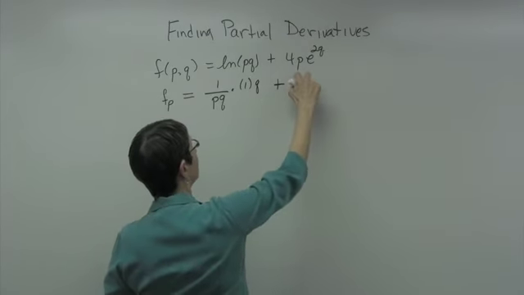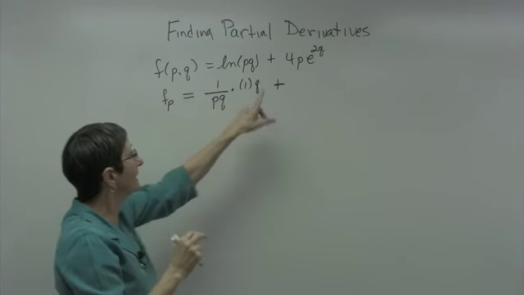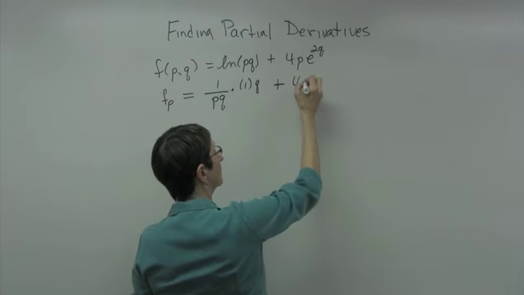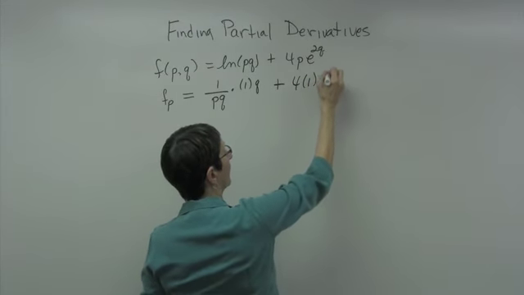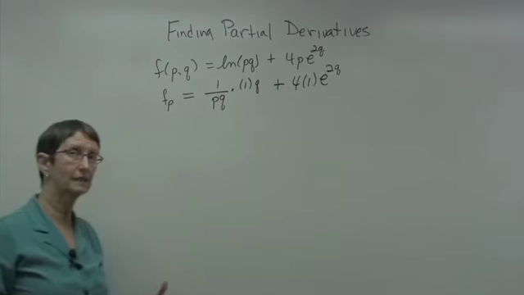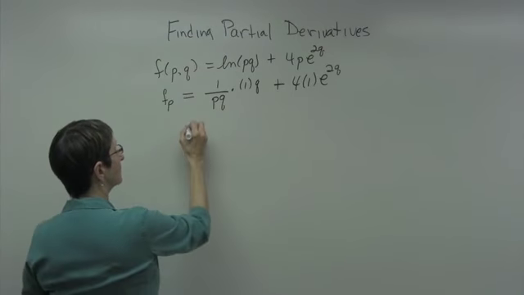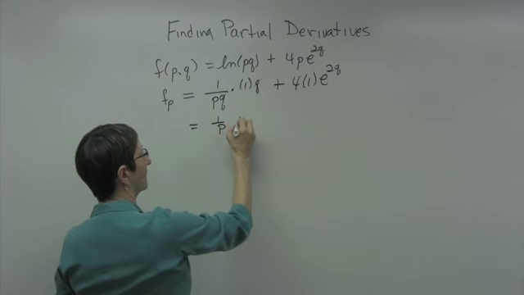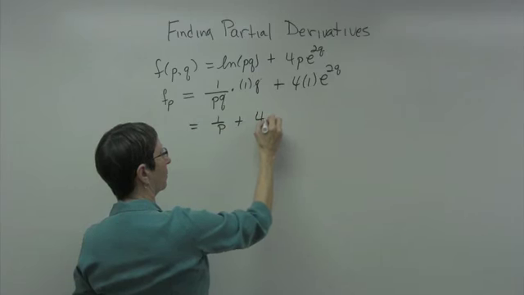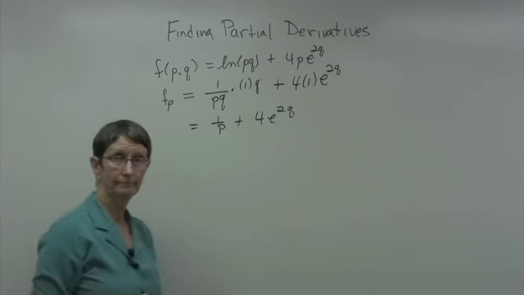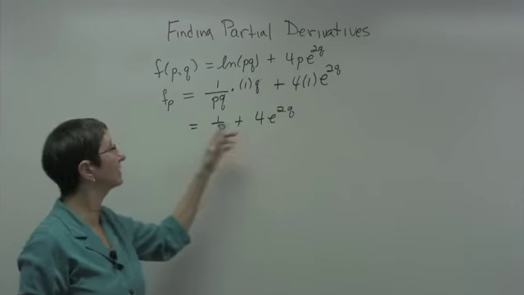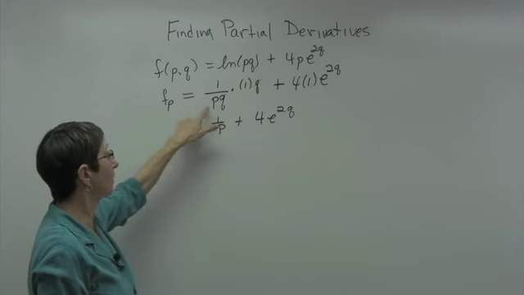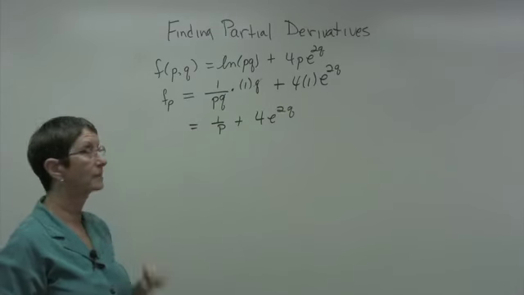Plus. Now here, p is the variable. Everything else that's in there is a constant. So I have the 4, derivative of p is 1, and I have the e to the 2q. It's all constant. Now here I have a q and a q. They cancel, so I have 1 over p plus 4e to the 2q. So this is the partial derivative of f with respect to p. So p is the variable. Its derivative in both places, since it was just p, was 1.